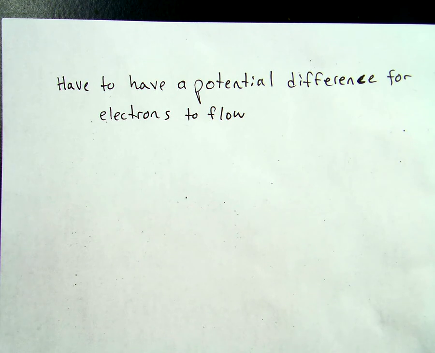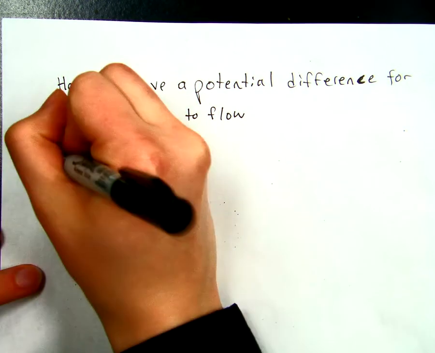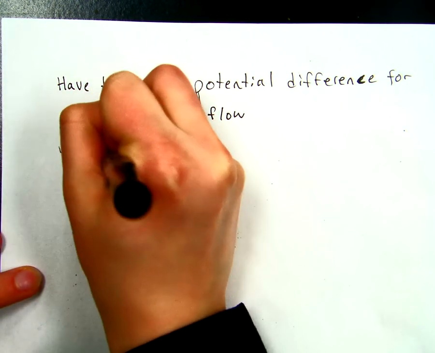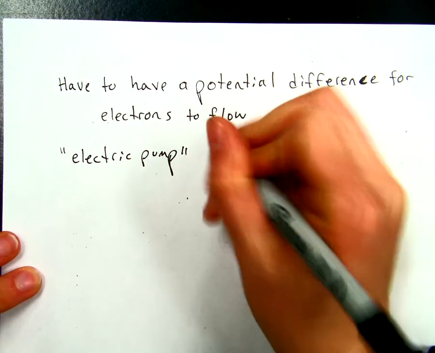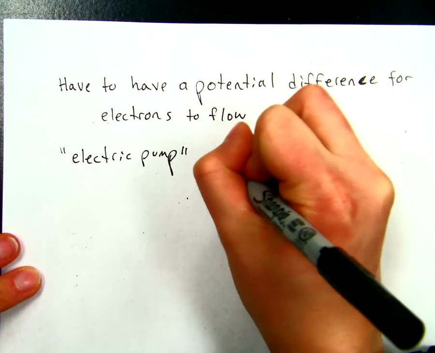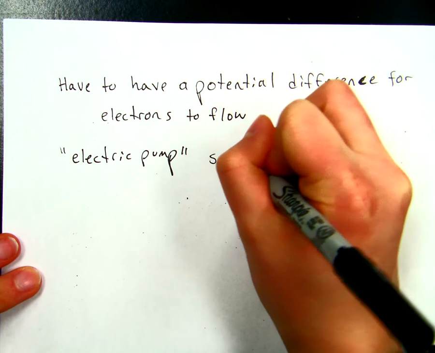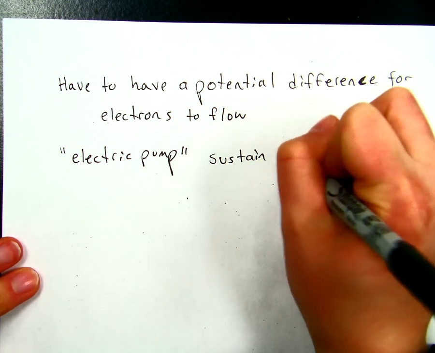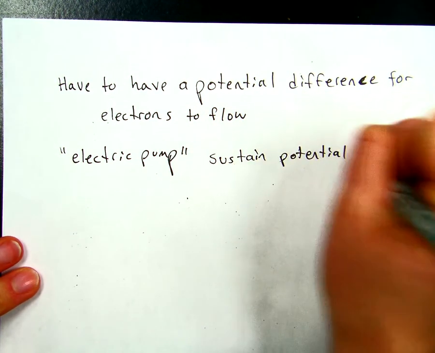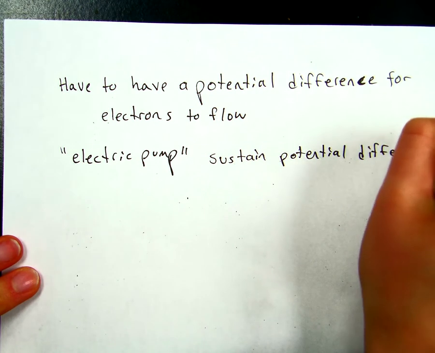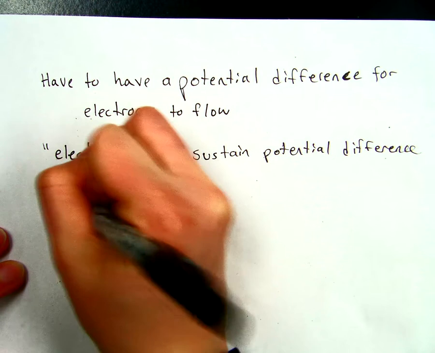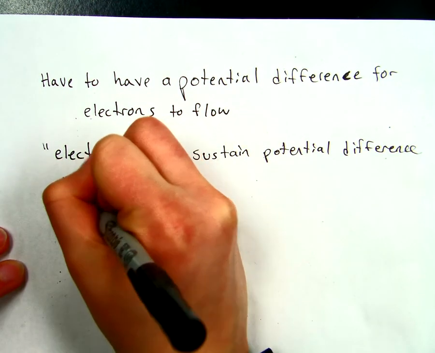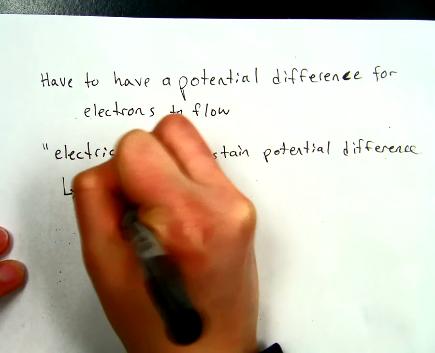However, when we're talking about current electricity, we want a sustained movement of electrons. So we need something called an "electric pump." Now, this is not a scientific word, which is why it is in quotations. But this pump idea is actually very helpful. It sustains a potential difference. So if we have a sustained potential difference, more often, these are called, more scientifically, a voltage source.